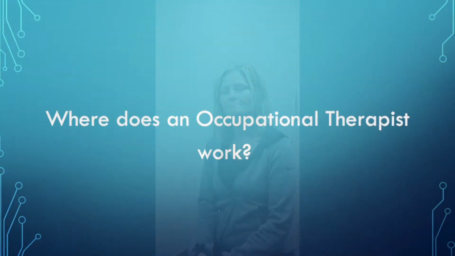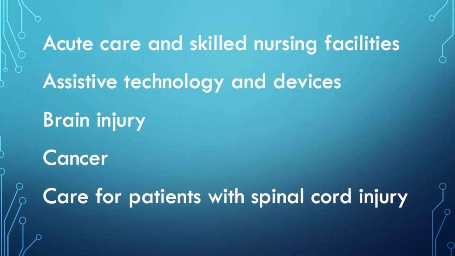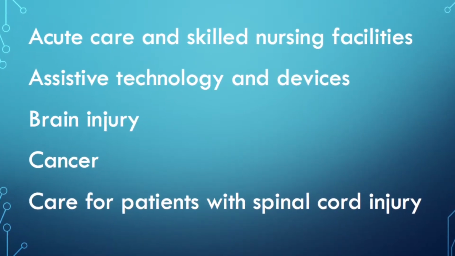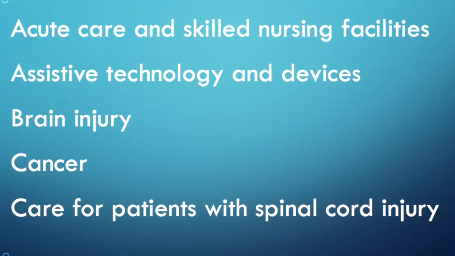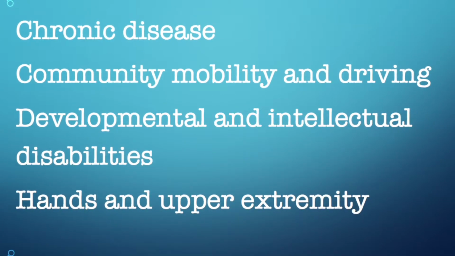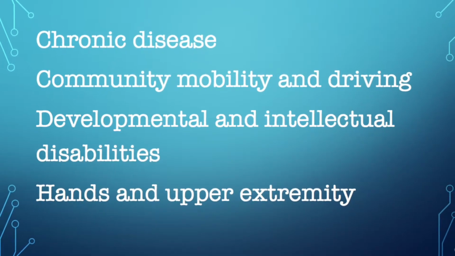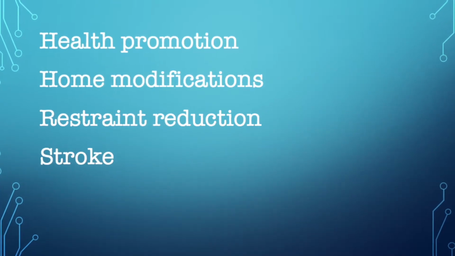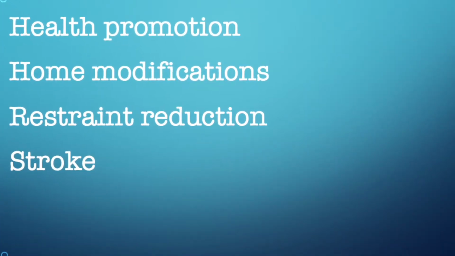Example areas for this role as occupational therapists are as follows: acute care and skilled nursing facilities, assistive technology and devices, brain injuries, cancer, care for patients with spinal cord injuries, chronic disease, community mobility and driving, developmental and intellectual disabilities, hands and upper extremity, health promotion, home modifications, restraint reduction, and stroke.